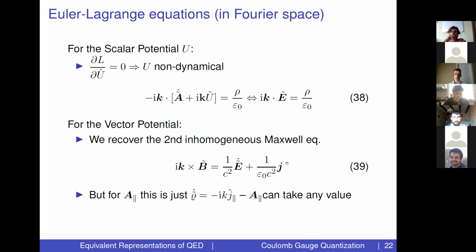We can also then go back to what is the equation of motion for the longitudinal component of A, of the vector potential. And what we see is that it's just charge conservation. And what this tells us is that the parallel component of the vector potential can take any value. And this is related to the fact that by gauge choice, we can find any value we want for that. And therefore, in the Coulomb gauge, as we will see, we make a particularly easy choice for the parallel component of the vector potential.